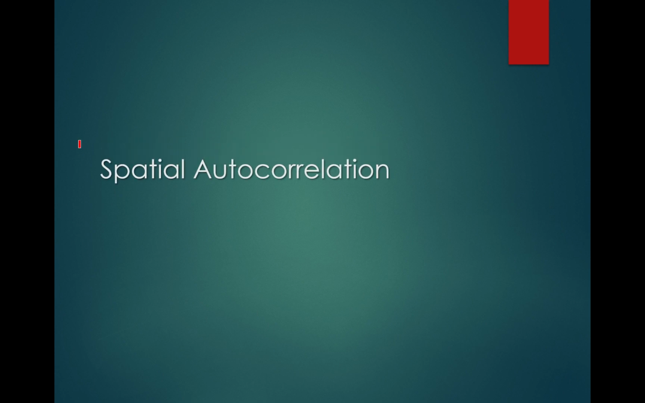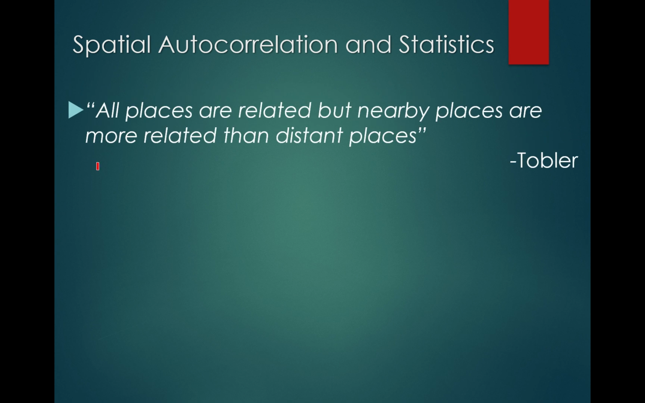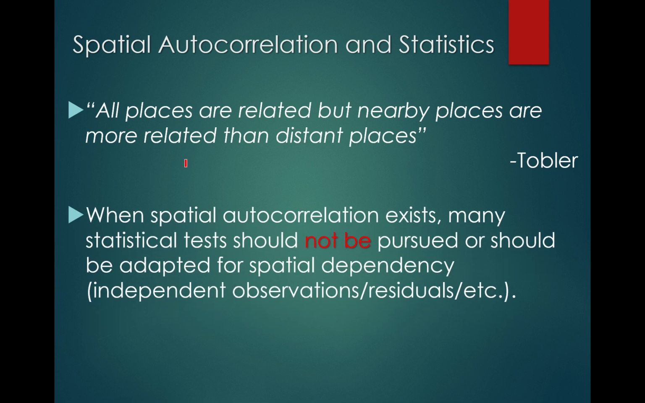So let's get into a little bit about spatial autocorrelation now. This comes back to Tobler's mantra of geography, that all places are related, but places that are closer to one another tend to be more related than more distant places. This is the whole idea of spatial autocorrelation, where we might have values that tend to be clustered, more like items or values that are closer to one another, and tend to get more dissimilar as the distance between the locations increases.